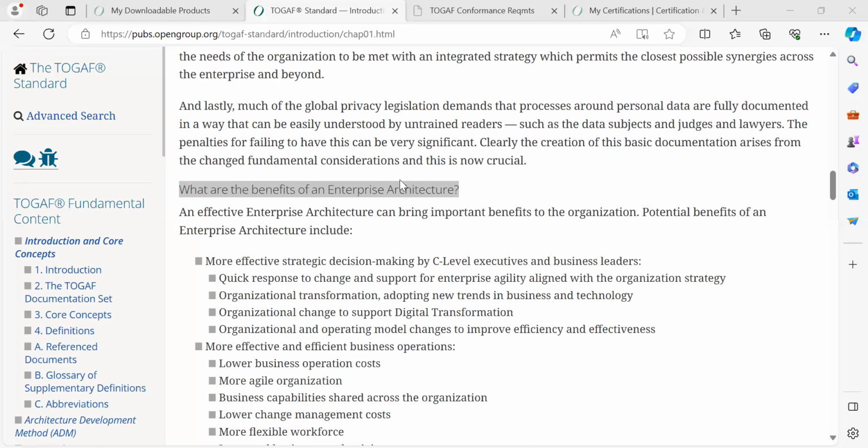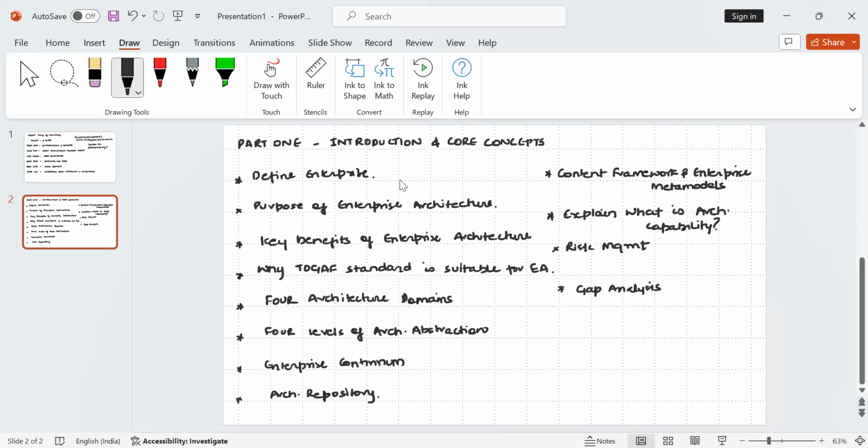What you can do is, when you are preparing yourself for the examination, these are the things you should be focusing on from part one. And you will be able to cover the syllabus as per your exam.